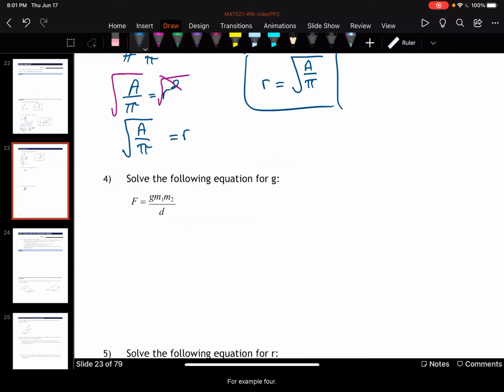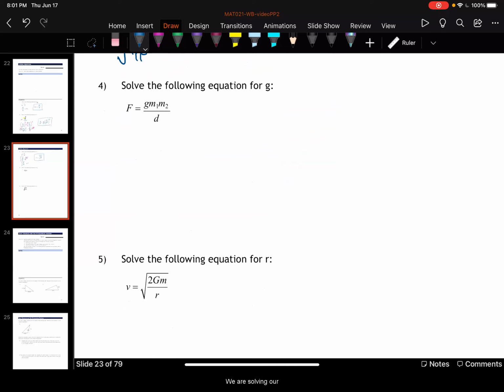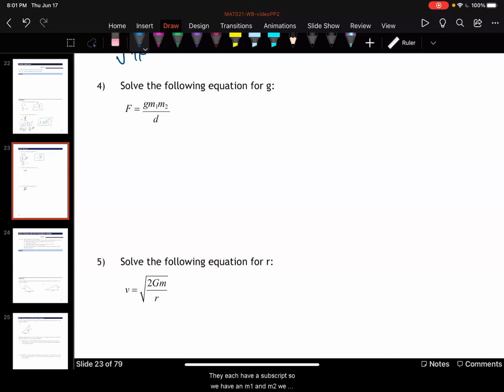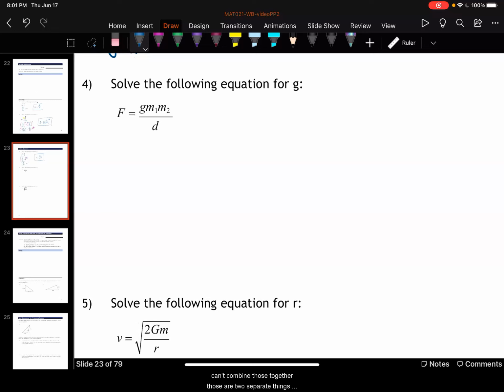For example 4, we are solving our force formula for G. You'll notice it has two letters M. They each have a subscript. So we have an M1 and an M2. We can't combine those together. Those are two separate things. In this formula, it means mass 1 and mass 2. So maybe they have two different items they're looking at. But you cannot combine those together since they have different subscripts.